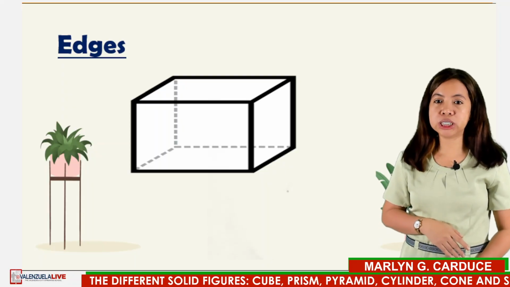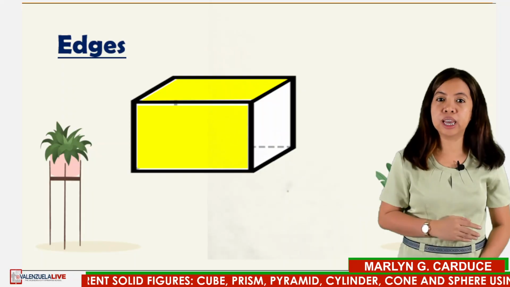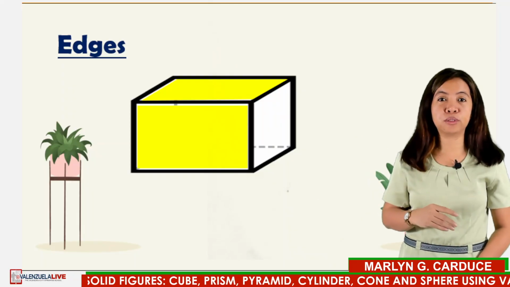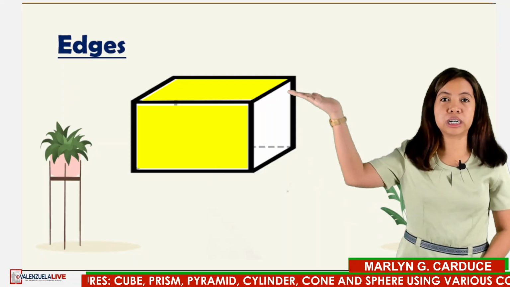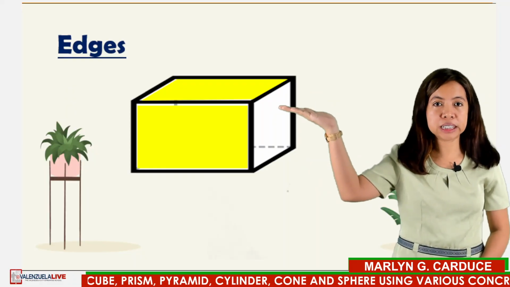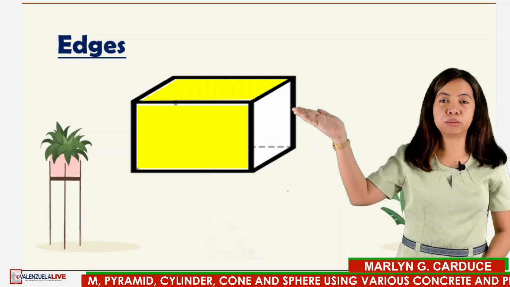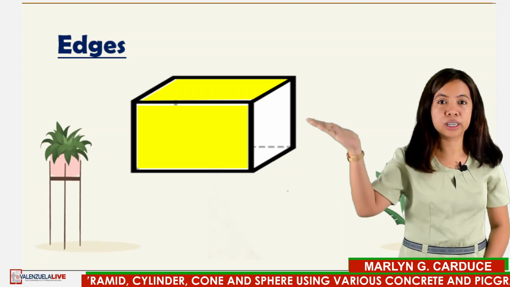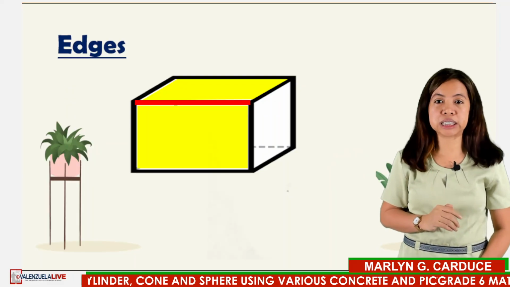We also have the edges, which are the segments formed by the intersection of two faces, just like in this figure. So we have the top face and the front face. And when they intersect, they form a line segment called an edge.